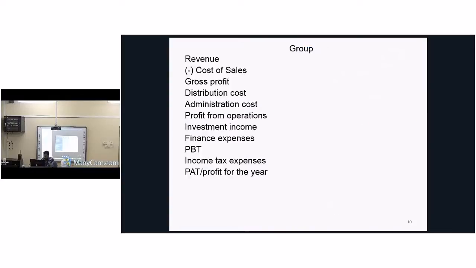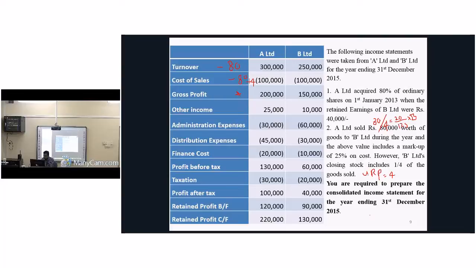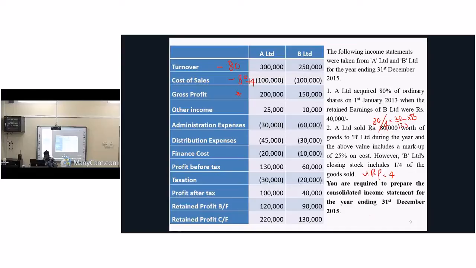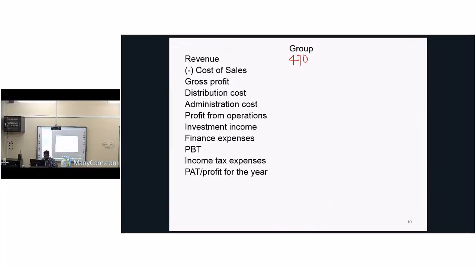Time of one by one I had to go back. 300 plus 250 minus 80. Then revenue will be 470. Cost of sales: 100 plus 100 minus 80 plus 4 is 124,000. Cost of sales 124. Then gross profit will be 346.